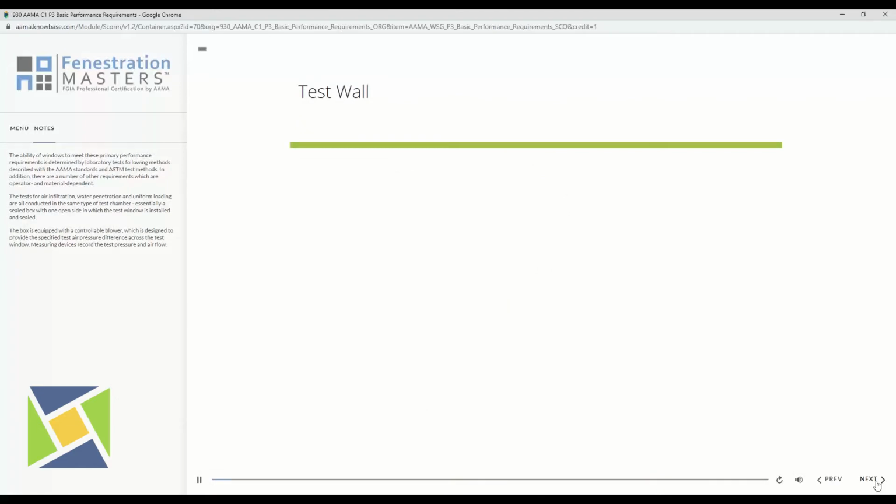The ability of windows to meet these primary performance requirements is determined by laboratory tests following methods described within the AMA standards and ASTM test methods. In addition, there are a number of other requirements which are operator and material dependent.